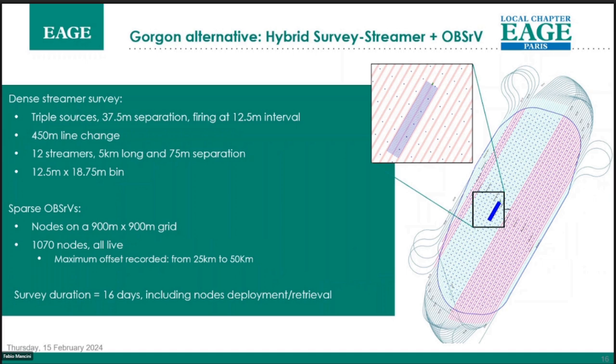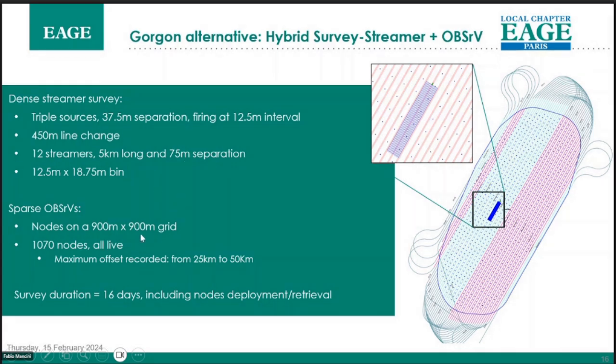Another opportunity, more for an exploration style, but I use Gorgon anyway just to highlight it, is to have a hybrid survey, where you have a streamer survey but you also have a set of sparse nodes that you use for velocity information for FWI. In this case, I use a classical 12 streamers with 75 meter separation and a triple source. So this would be quite a dense survey from a streamer.